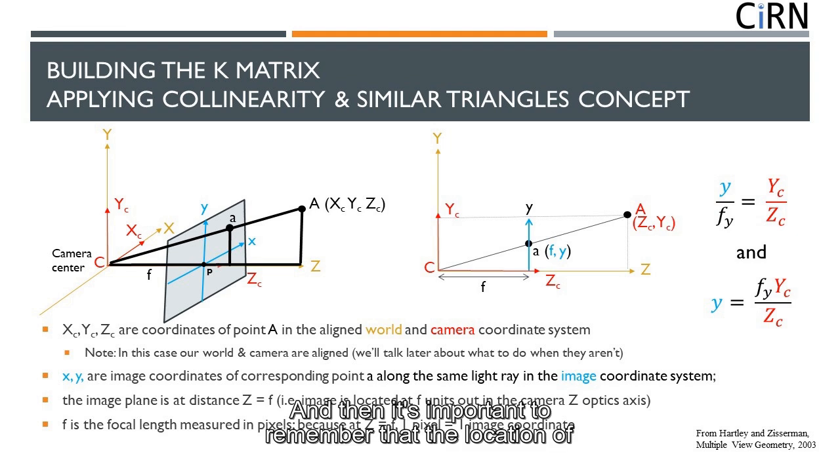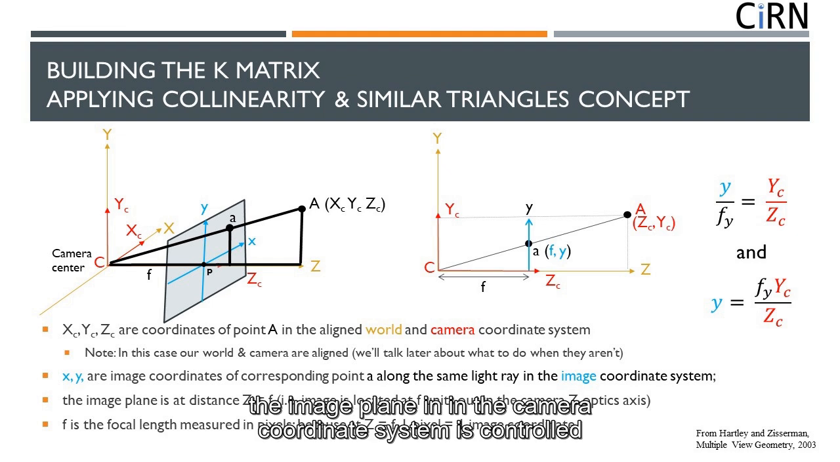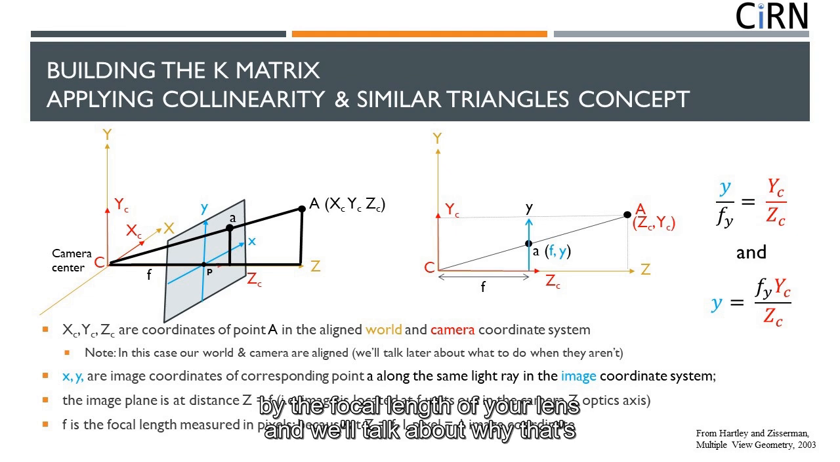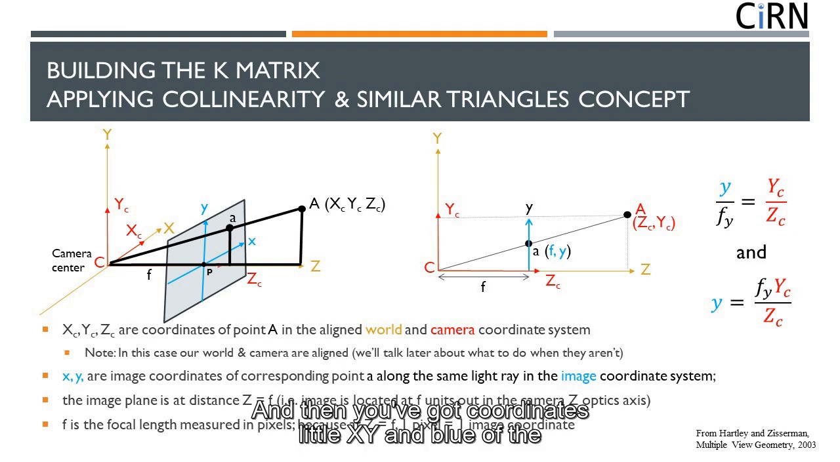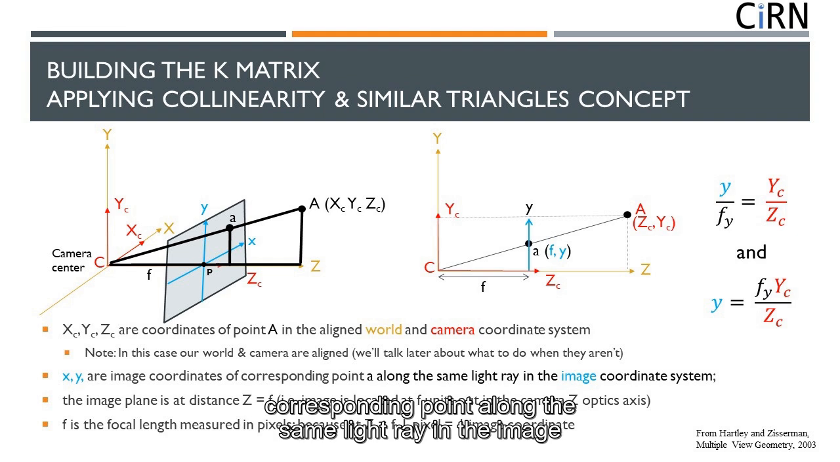And then it's important to remember that the location of the image plane in the camera coordinate system is controlled by the focal length of your lens. And we'll talk about why that's important a little bit. So that distance is your focal length. And then we've got our coordinates in the camera coordinate system for big point A, and then you've got coordinates little x, y in blue of the corresponding point along the same light ray in the image coordinate system.